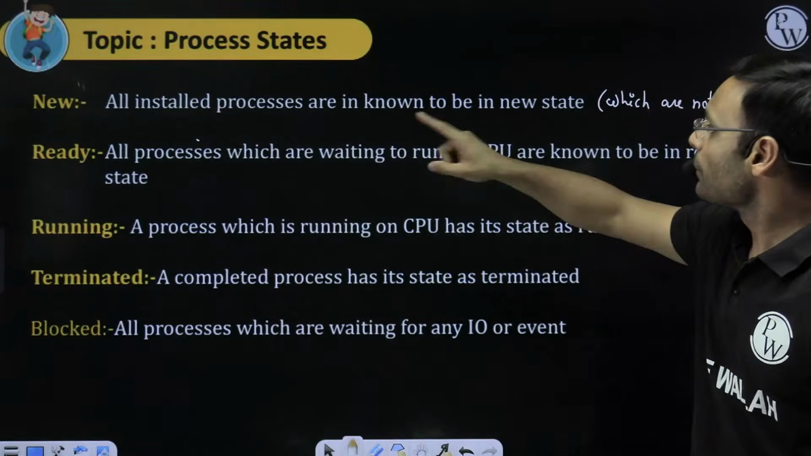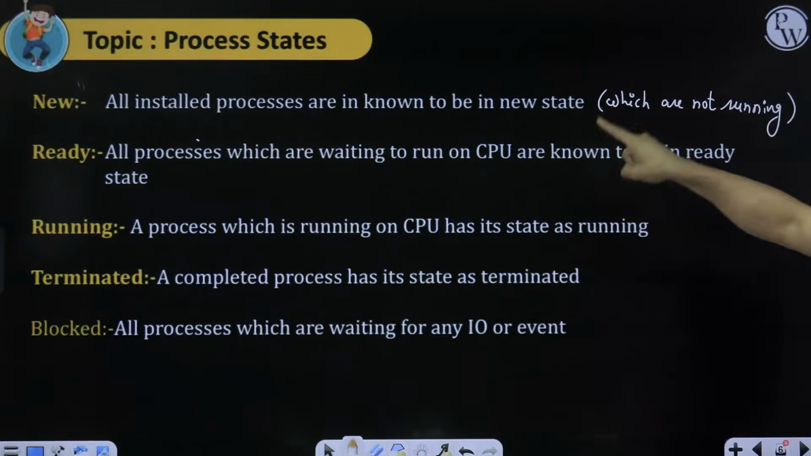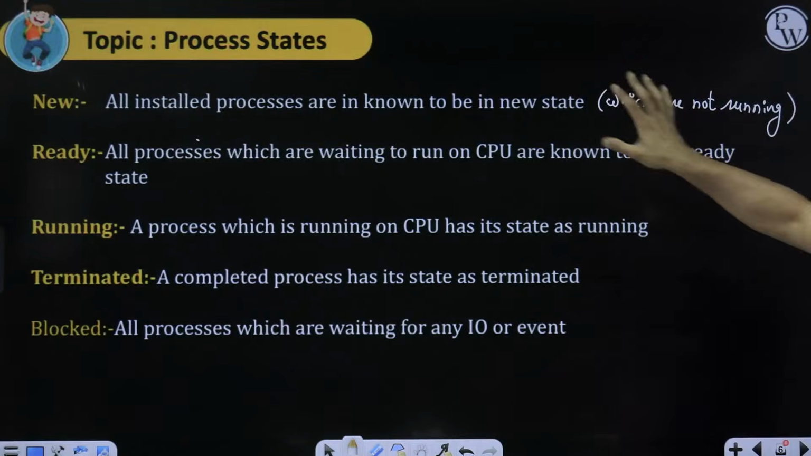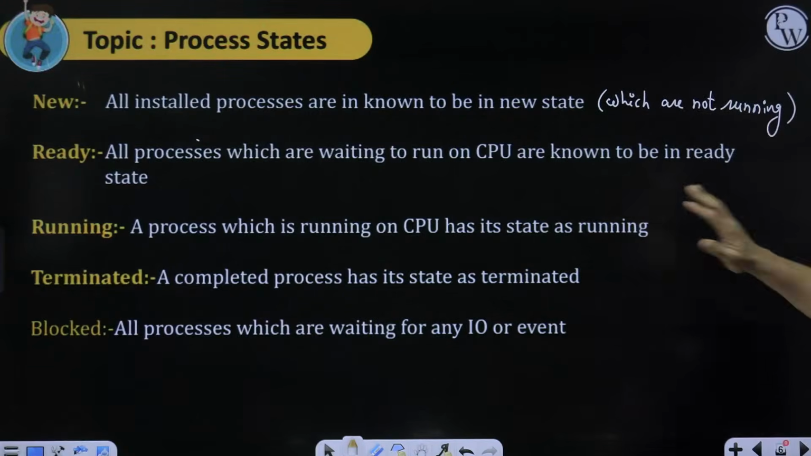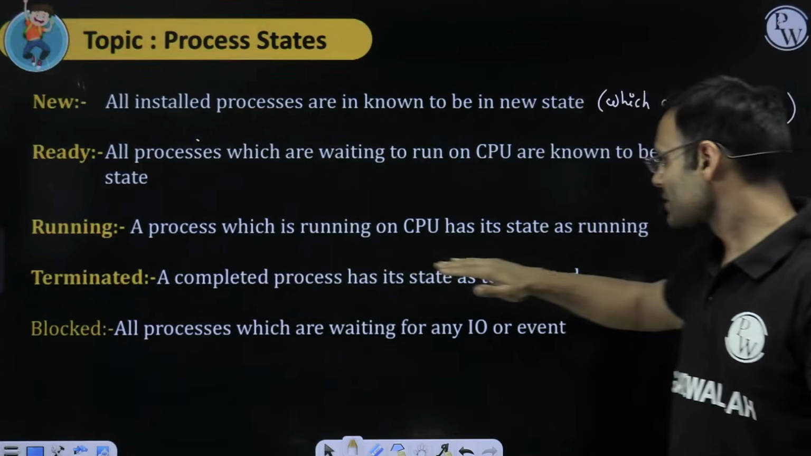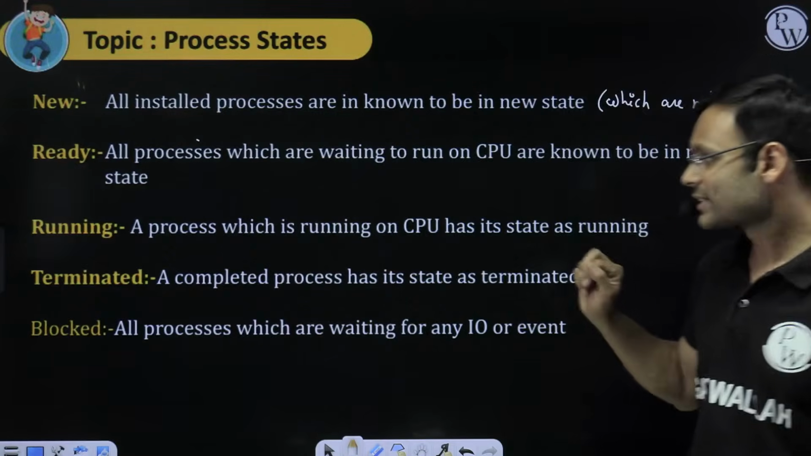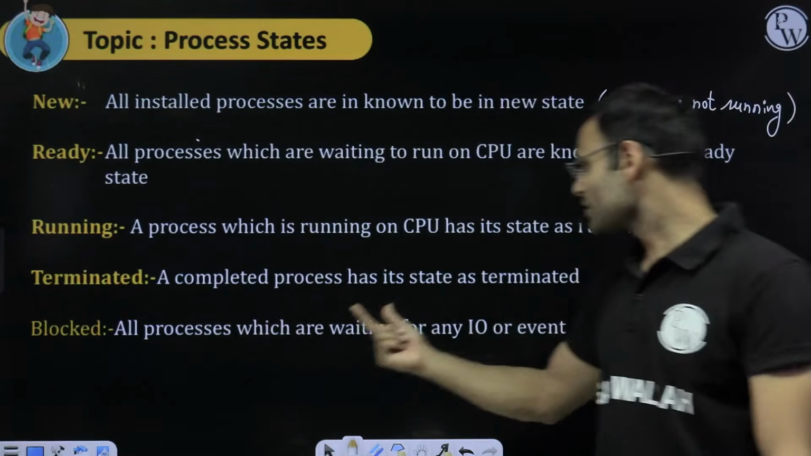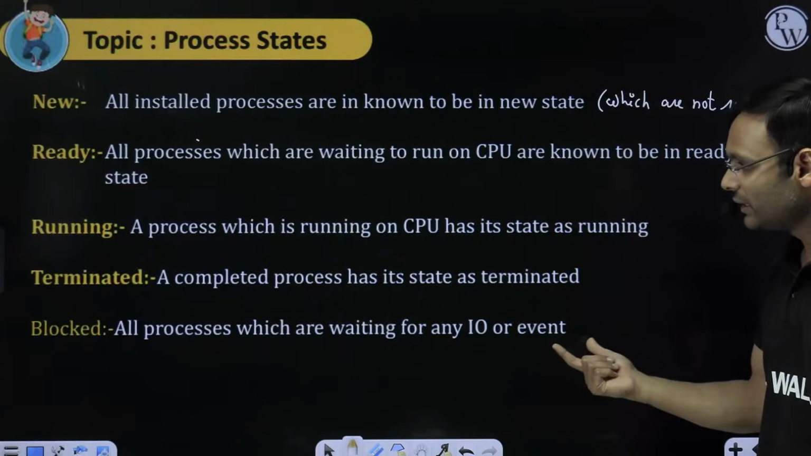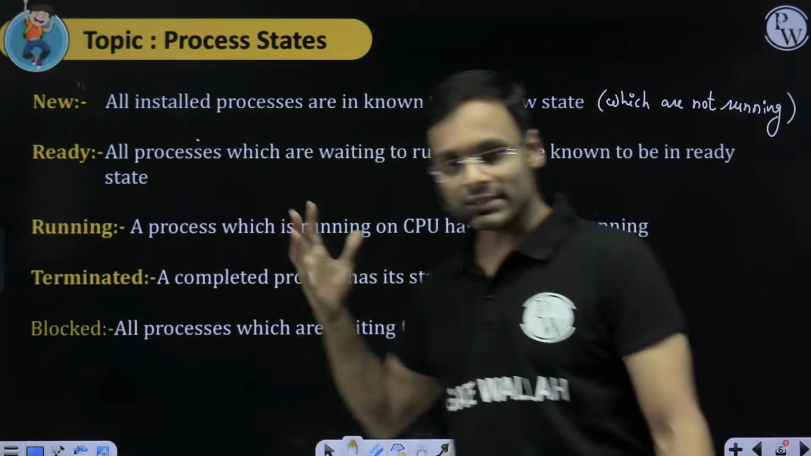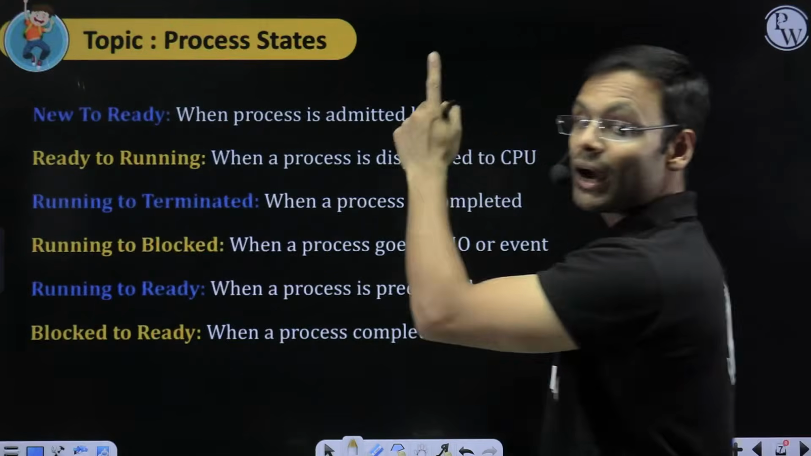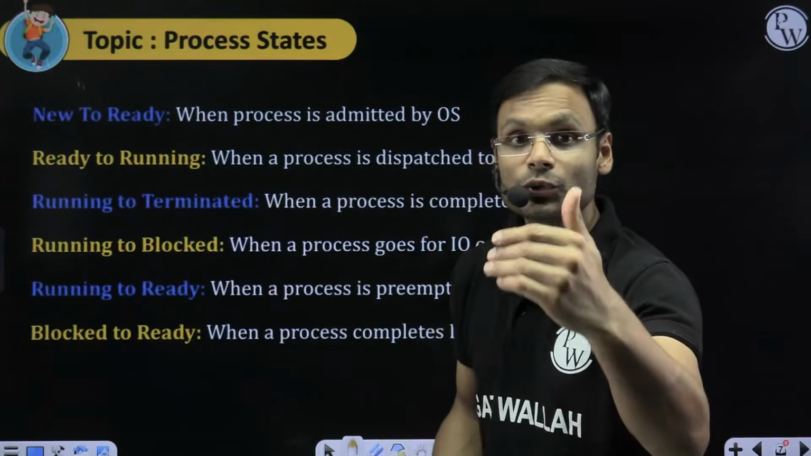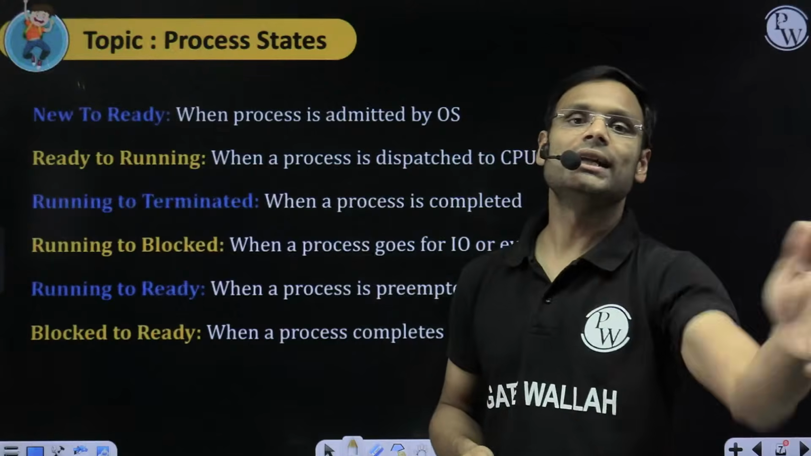The processes which are waiting to run on CPU are known to be in ready state. Explained this. A process running on CPU has its state as running state. A completed process has its state as terminated state. Blocked: all the processes which are waiting for any IO or event are in blocked state. Transitions also I have explained here. Everything I explained, now I am writing it. Why am I showing you this? Just because you don't have to write it again.